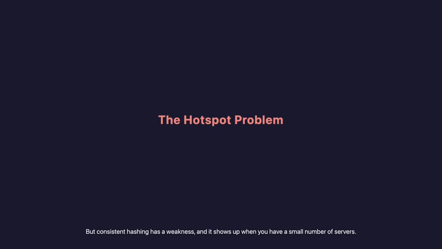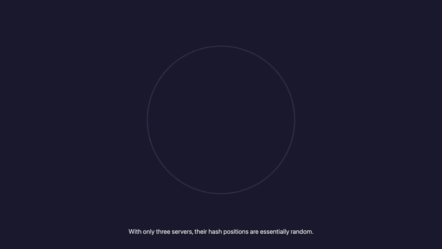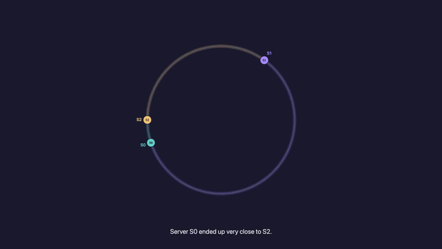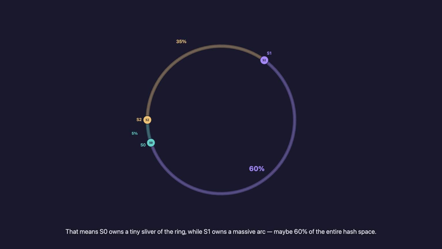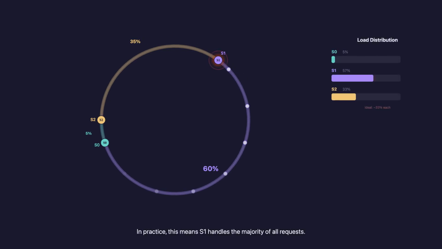But consistent hashing has a weakness, and it shows up when you have a small number of servers. With only 3 servers, their hash positions are essentially random. They might cluster on one side of the ring, leaving huge gaps elsewhere. Look at this ring. Server S0 ended up very close to S2. That means S0 owns a tiny sliver of the ring, while S1 owns a massive arc, maybe 60% of the entire hash space. In practice, this means S1 handles the majority of all requests. It's overloaded, while the other 2 servers sit mostly idle. This is the hotspot problem.